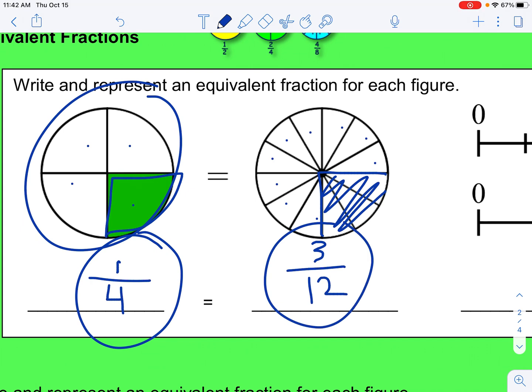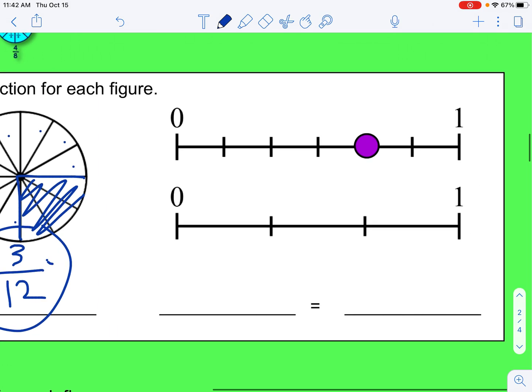Alright, so these 2 fractions are equivalent. What that means is I can simplify this fraction to get that fraction. They are equivalent. Okay? Now let's look at this next part.